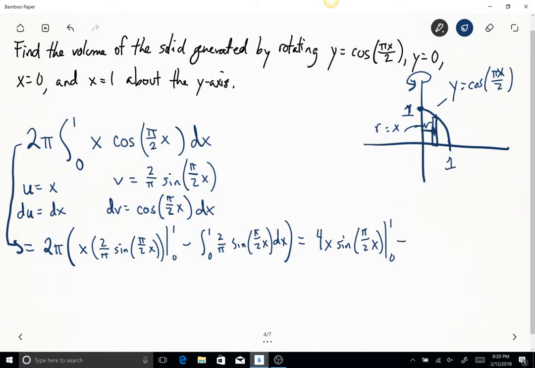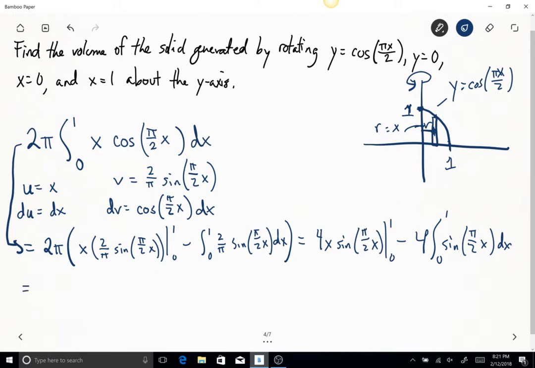Minus, so when we multiply 2 pi times 2 over pi, notice we're left with 4 times the integral of sine of pi over 2 times x dx. Now the integral of sine of ax would actually be the negative cosine. Oh, I forgot to put in the 0, 1 there. Negative 1 over a cosine of ax.